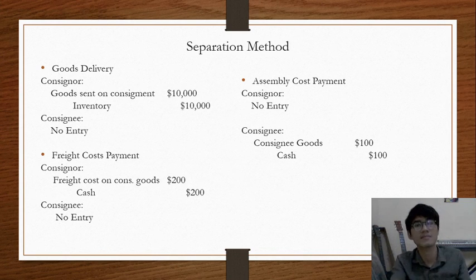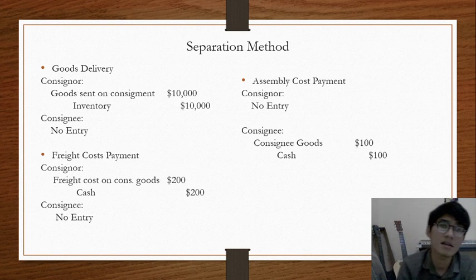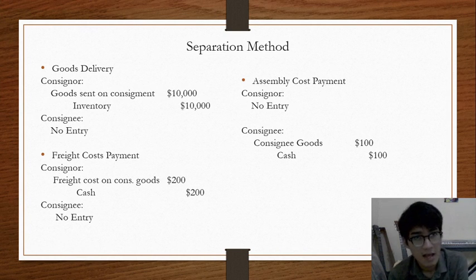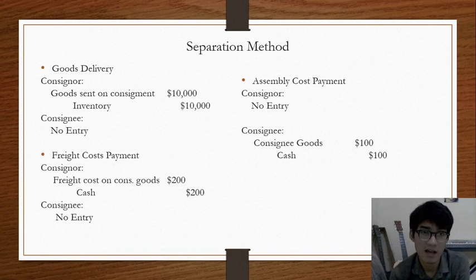With the separation method, we make the goods delivery journal. For the consignor, we put goods sent on consignment, $10,000 on debit, and we put inventory on credit of $10,000. There's no journal entry for the consignee. And in the freight cost payment journal, we put freight cost on consignment goods in the amount of $200 on debit, and on the credit we put cash $200. There's still no journal entry for the consignee in this journal.